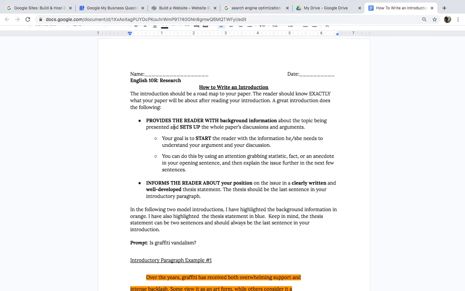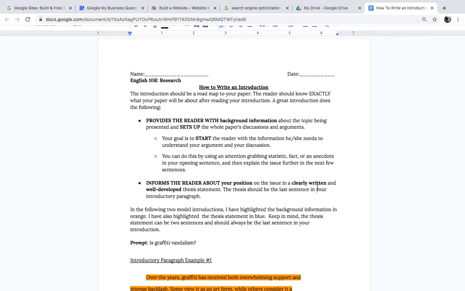So introductions should be a roadmap to your paper. Okay, the reader should know exactly what your paper will be about after reading your introduction. Okay. So again, it's a roadmap to the whole paper. When I'm reading your paper, I should know exactly what your paper is going to be about after reading the introduction. Okay? A great introduction does the following.